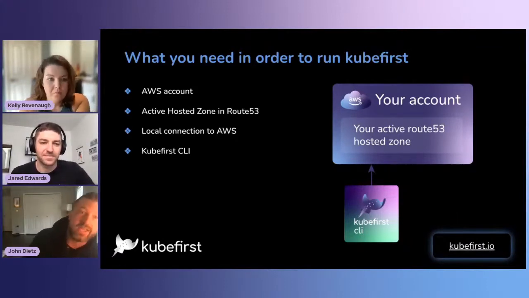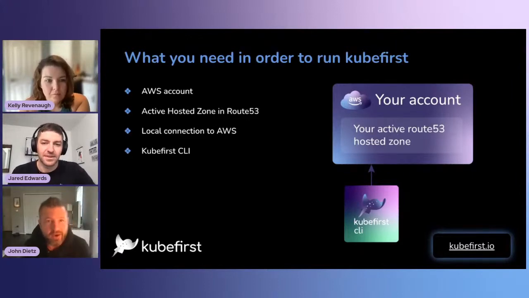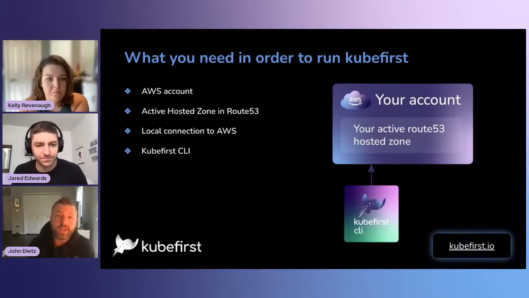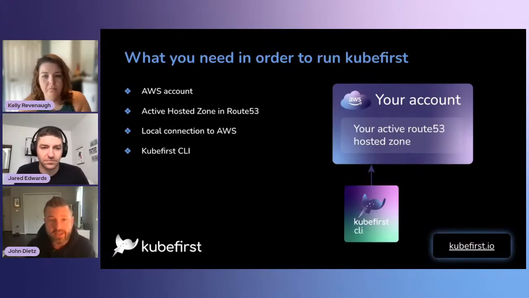The second thing that you need in that AWS account is an active hosted zone in Route 53. And by active, what we mean is that you'll be creating a new hosted zone. When you create a new hosted zone, it's going to create some NS records, some name server records, and those records need to be added to your domain registrar.